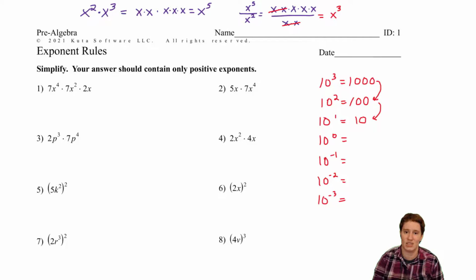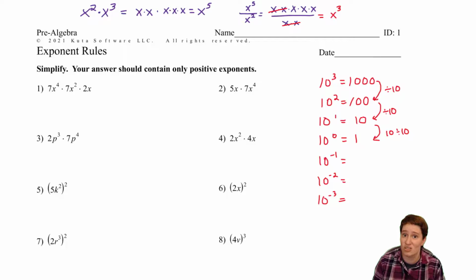How do I get from 10 to 100? I'd have to times by 10. And how do I get from 100 to 1,000? I have to times by 10. So to go the other direction, we're dividing by 10. Think about that: 1,000 divided by 10 gives us 100, and 100 divided by 10 gives us 10. So then what happens when we do 10 divided by 10? That's going to give us 1. So 10 to the 0 power is 1.